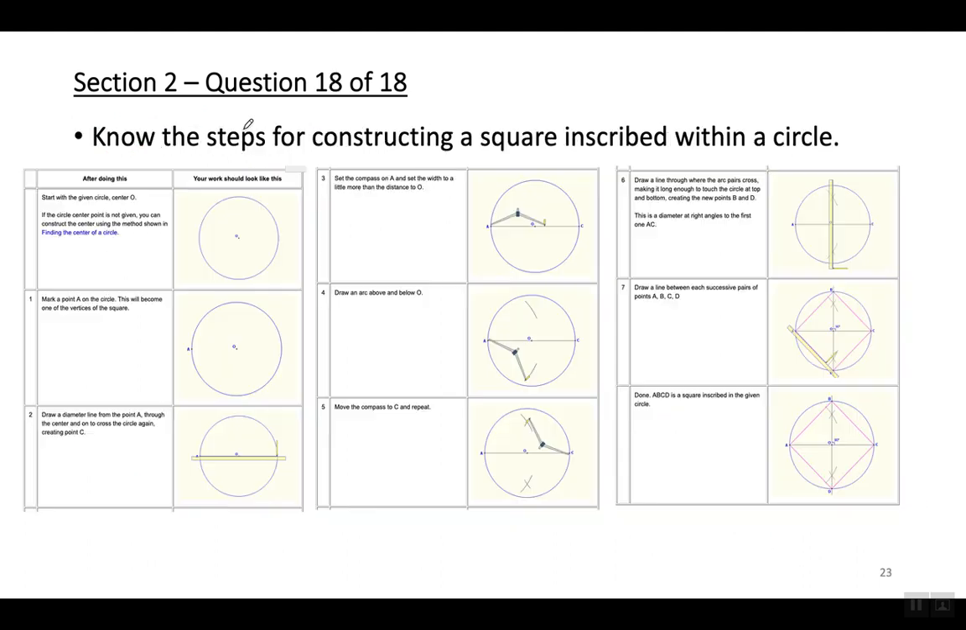All right. Last thing is this. There is a question with several correct answers. There's a question where they're going to tell you that a student is trying to construct a square inscribed within a circle. If you're not sure what that means, look at the last step. That's what that means: a square inside of a circle.